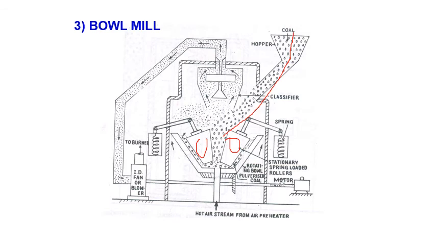Here you can divide the entire mill into three parts: the lower portion, the middle portion and the top portion. In the lower portion we have a gearbox, which is not shown in this figure. In the middle portion you can see where the grinding action takes place, and in the upper portion you can see a classifier, which classifies the coal by size and moves it ahead to the furnace.